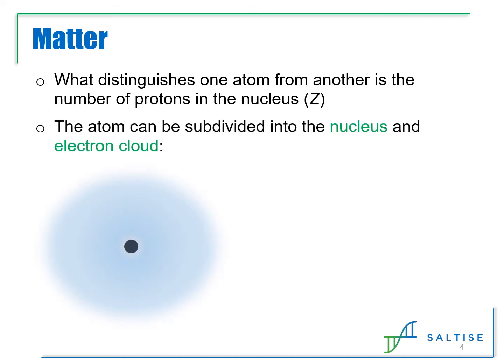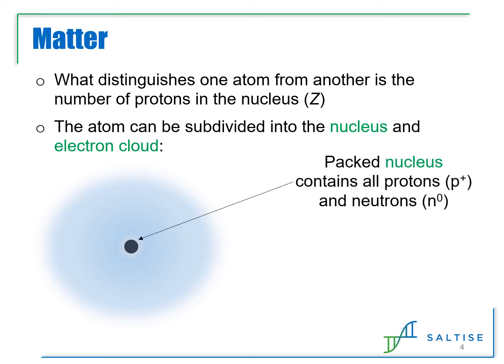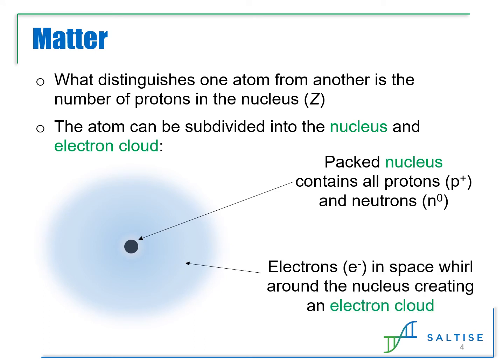The protons and neutrons are located in the center of the atom in what is called the nucleus. The electrons, which are significantly smaller in size, are constantly whirling around the nucleus, creating an electron cloud, shown here in blue. There's no black dot to represent the electron because it's actually very difficult to pinpoint its location. So it's shown here as a blur.